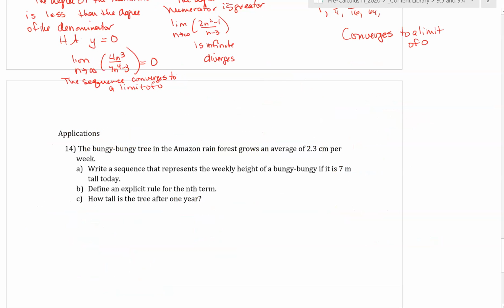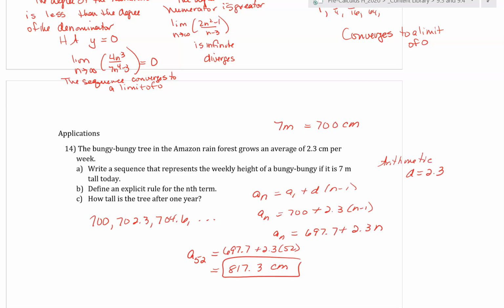For the last example, we're going to think about an application. So go ahead and pause the video and think about how you could describe the growth of this bungy tree, or bungy, I'm not actually sure how you pronounce that. If it is 7 meters tall today, and it grows an average of 2.3 centimeters per week.